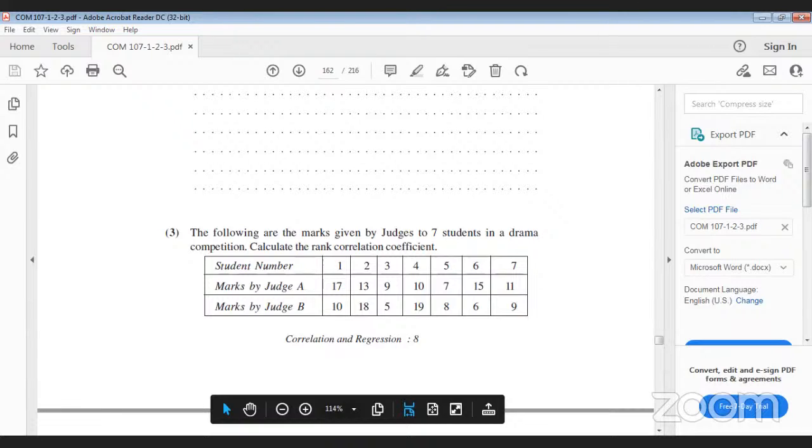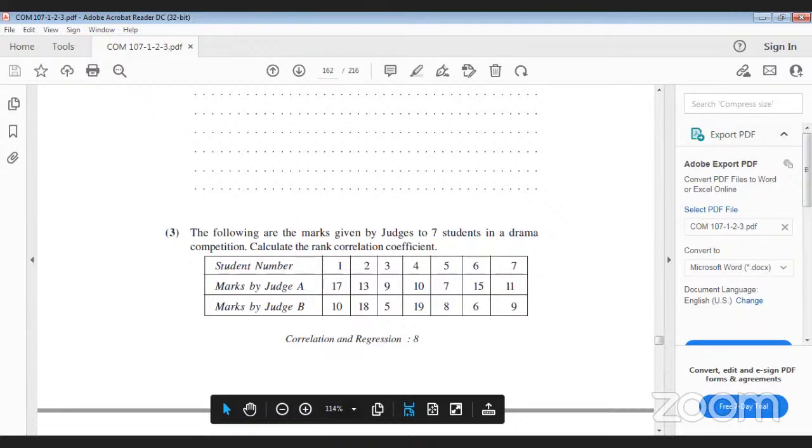Marks given by judge A: for the first 17, for the second 13, for the third 9, for the fourth 10, for the fifth 7, for the sixth 15, and for the seventh 11. Marks given by judge B: for the first 10, for the second 18, third 5, fourth 19, fifth 8, sixth 6, and seventh 9. So these are the marks given by judge A and judge B.